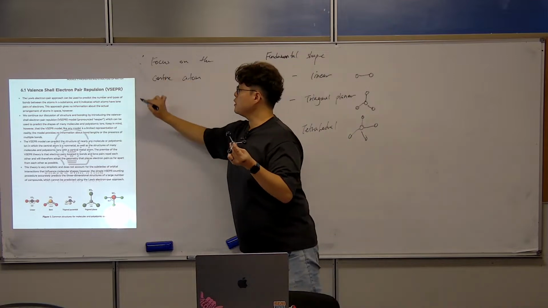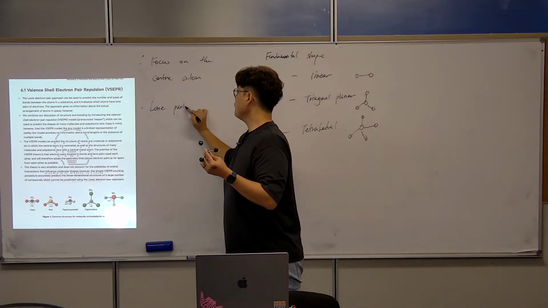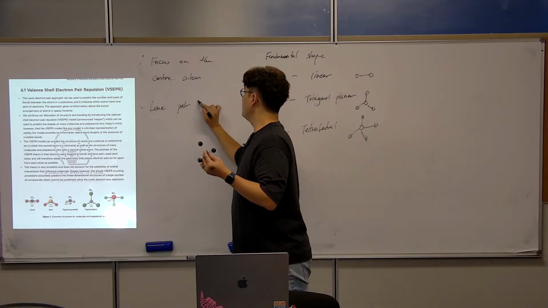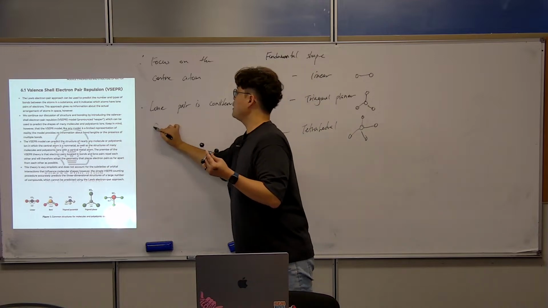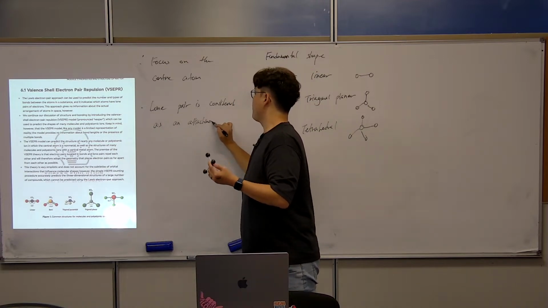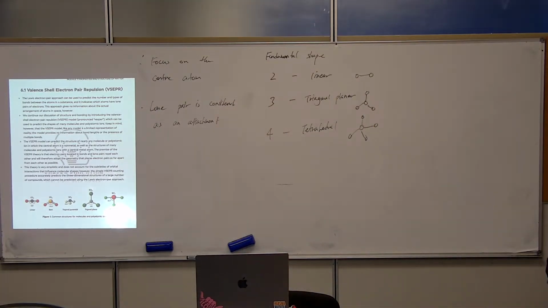The third is when we have something known as a lone pair. A lone pair is considered as an attachment. For example, assume that I have this kind of shape.